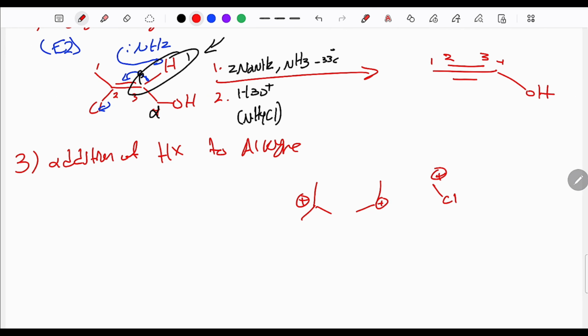Let's say there's a substituent there. So we said that this is the least stable, this is the second most stable, and this is the most stable. There are other kinds, for example.